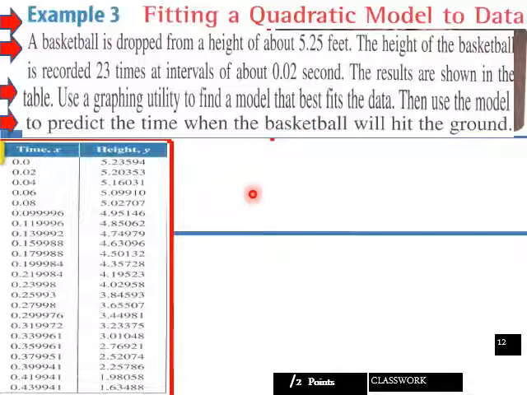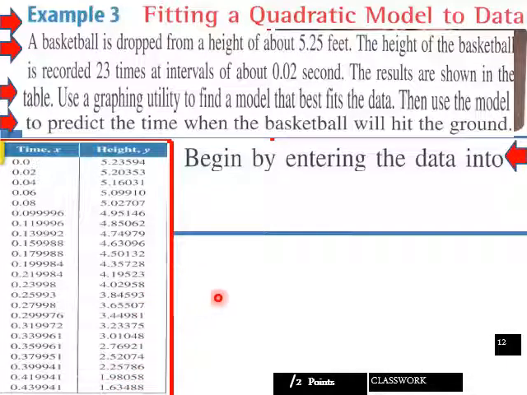So here's our table. We got time here and height here. It's like a slow-mo camera showing our basketball slowly losing height, 5.23, and then this is our time here in seconds. When we end up down here at 0.43, almost half a second, we're still 1.6 feet above the ground.